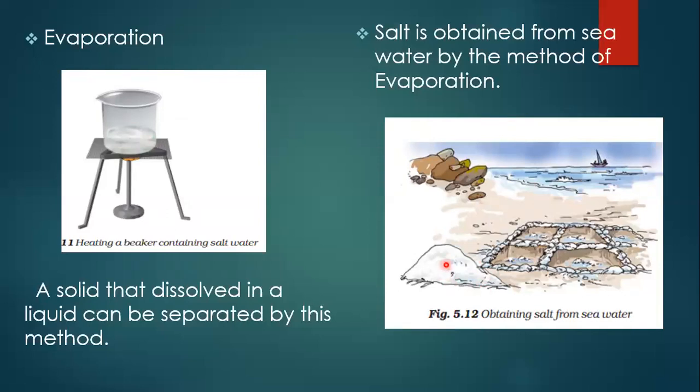This is the salt heap. It shows the salt pans. Water from the seawater is collected in the salt pans. The water will get evaporated by the heat of the sun. Salt will remain and the salt will be collected and then it will be taken to the factories for purification.